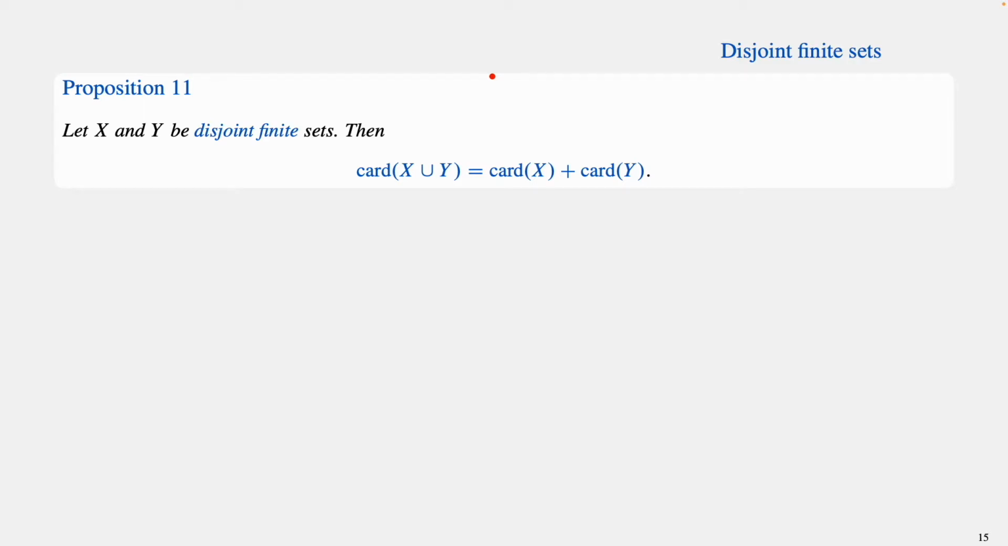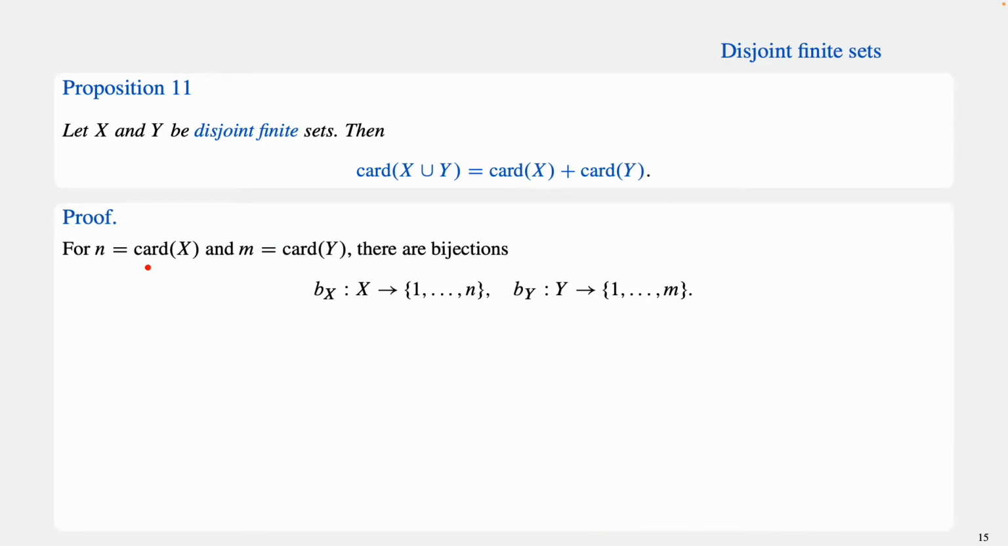Next, we show that the cardinality of two disjoint finite sets x and y, if we take their union, is just the sum of their individual cardinalities. Okay, so if we throw two disjoint finite sets together, then the number of elements in this collection is just the sum of the number of their individual elements. Now let's say n is the cardinality of x and m is the cardinality of y, and there are bijections because they are finite from x to the numbers 1 to n and from y to the numbers 1 to m.